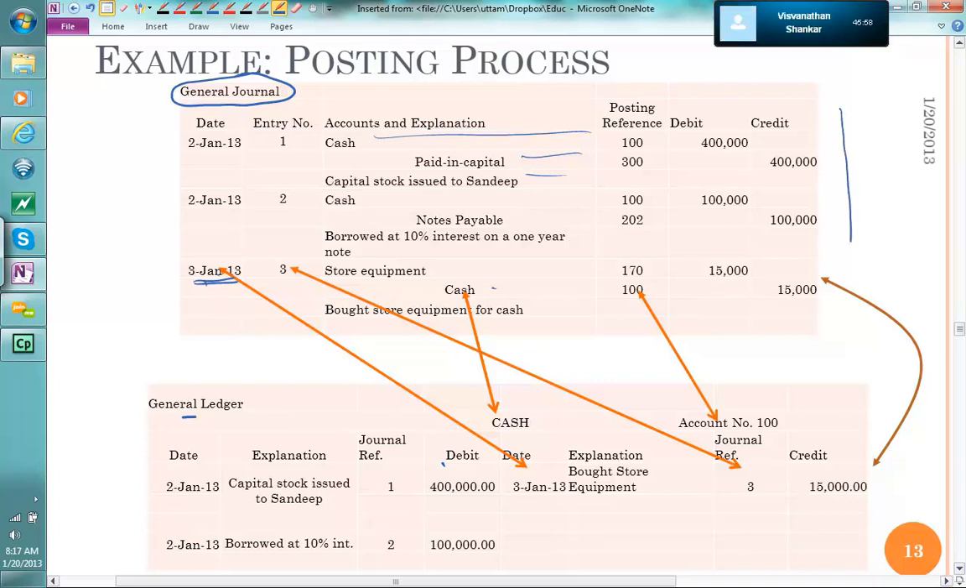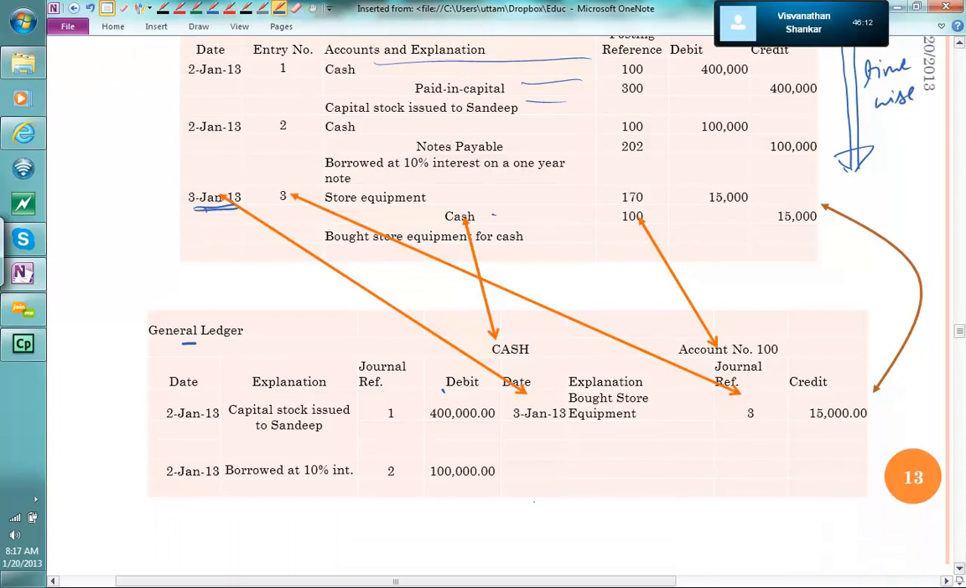Exactly, sir. If you look at the general journal, it is a chronological listing of all the events, so this is time-wise data. And the general ledger is characteristic-wise data. If it is cash, all the cash transactions are there. This is not just the listing of events by day, it is listing of events by day and the nature of that account. Category. Yeah, so this is time plus category.